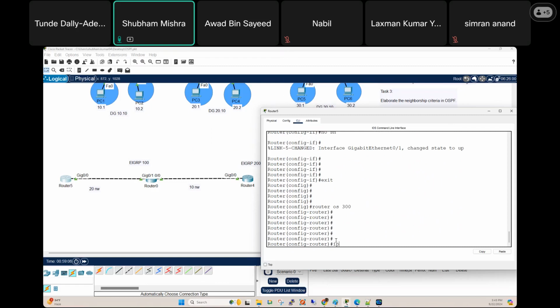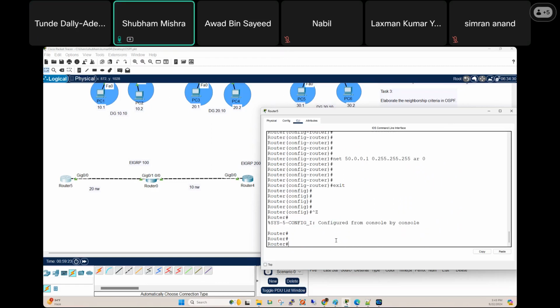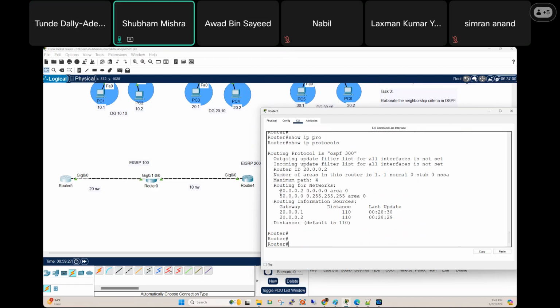So what I am doing, I am configuring network 50.0.0.1. What is the wildcard mask? Tell me. That's 0.255.255.255, area is 0. So I advertise the 50 network also. Show IP protocol. See, the 20 network is also advertised and the 50 network is also advertised. But right now, what is the router ID?